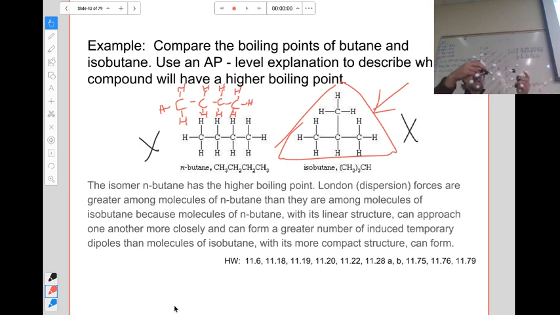Like this conglomeration right here, it doesn't have as much surface area for it to stick together. Does that make sense? The flatter the molecule, the better it is to stick together in terms of forces of attraction. As a result, the induced temporary dipoles will form faster and they'll be stronger than something that's a little bit more of a mess. So the higher boiling point is the one with the straighter parent chain when it comes to intermolecular forces. Any questions about that?